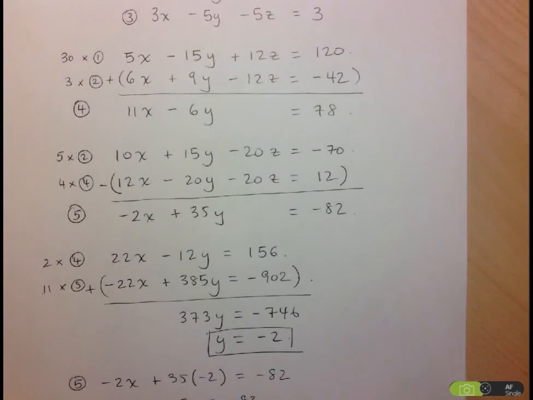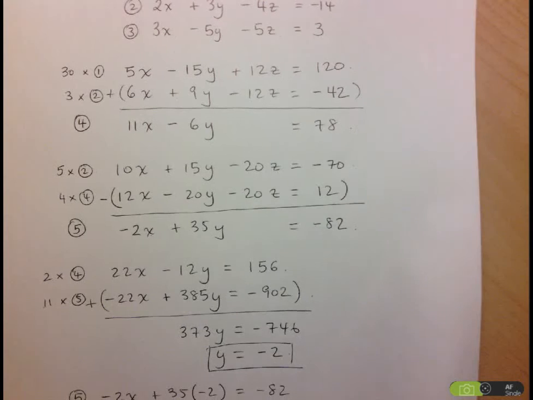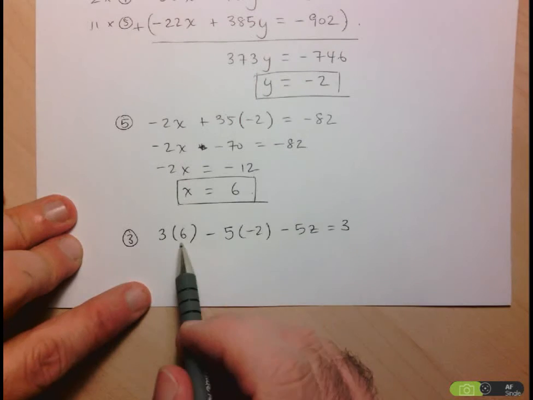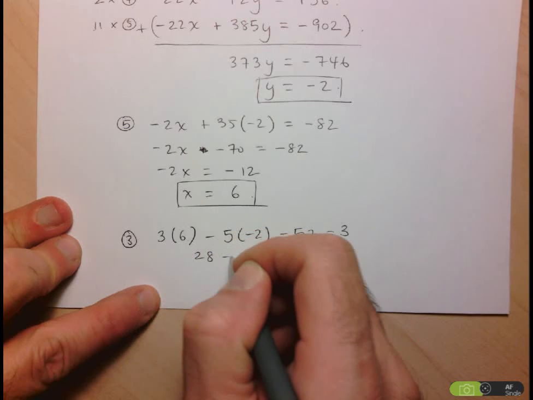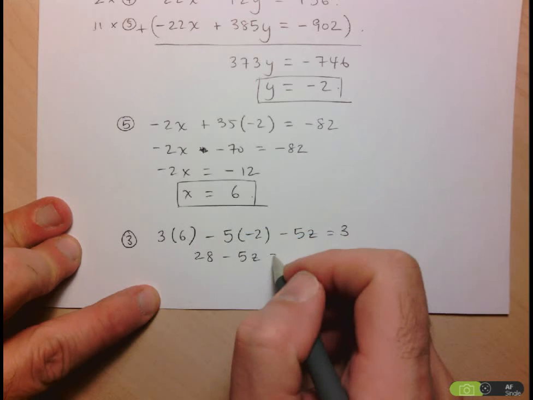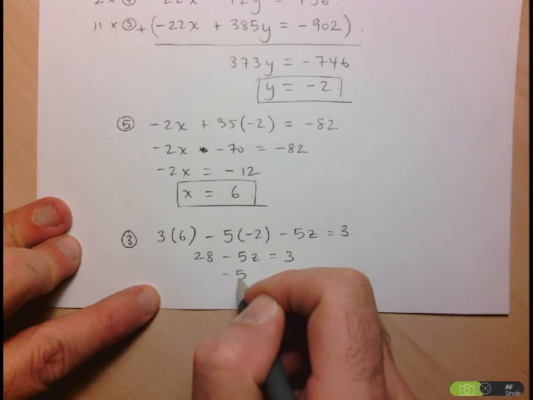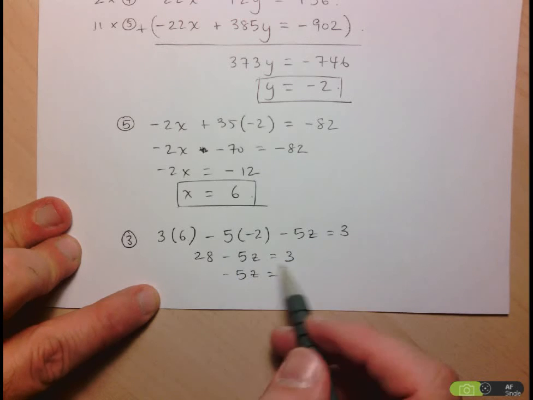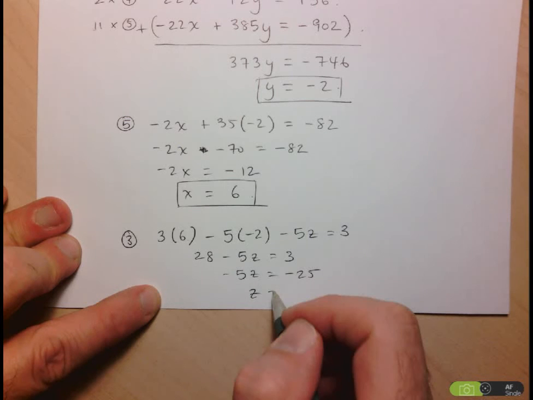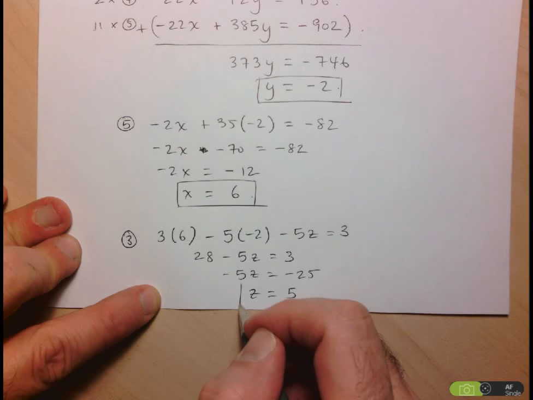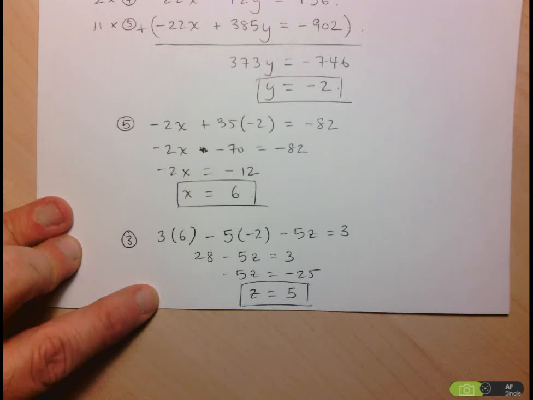Okay, just to make sure you see that's correct. Here we have 18 plus 10, so we have 28 minus 5z is equal to 3. Negative 5z is equal to 3 minus 28, negative 25. Hey, look at that, another nice answer. So z is equal to positive 5. Okay, so there we go.